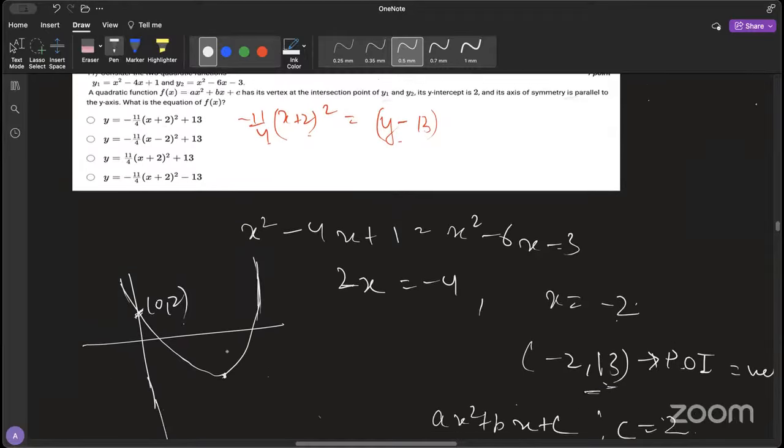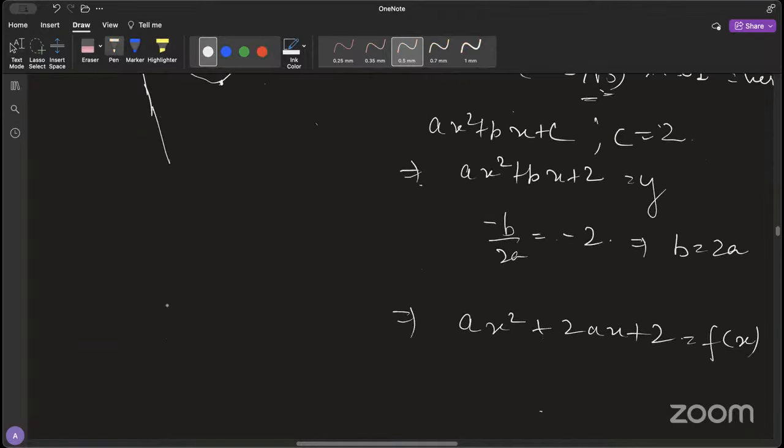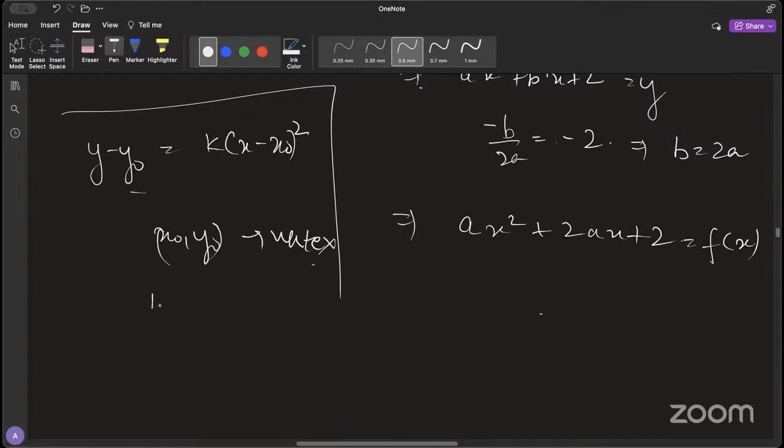So the first option, how is it satisfying? You have a negative here. This should have been positive, right? If you have y minus y naught equals k times (x minus x naught) squared, that means (x naught, y naught) is the vertex, and k greater than 0 implies an upward parabola.